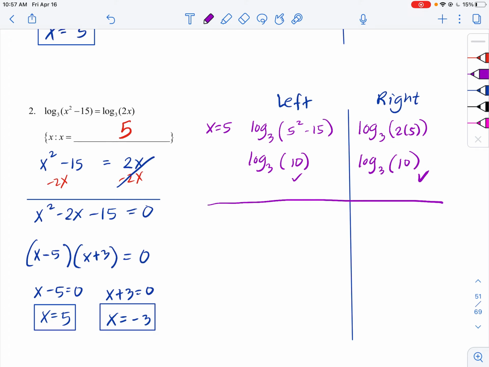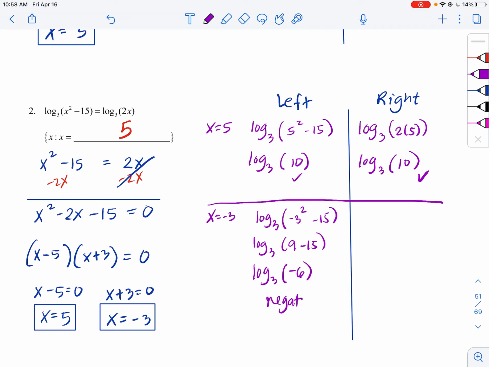Then let us plug in the next number, negative 3. Okay, so we have log base 3 of negative 3 squared minus 15. Negative 3 squared is 9, negative 3 times negative 3, minus 15, we get negative 6. And because this is a negative, that means that negative 3 is not our solution.